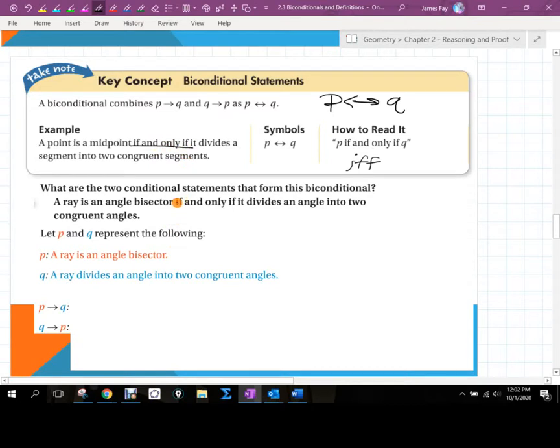I want you guys to say, it says, what are the two conditional statements that form this biconditional? So what I want you guys to do just for a moment here on your own, and you'll see our success with this. This is a biconditional right now. I want you to take it and rewrite it as the two if-then statements that compose that biconditional, that create that biconditional. Okay. So write those, and then we'll come back together and talk about that in a moment.